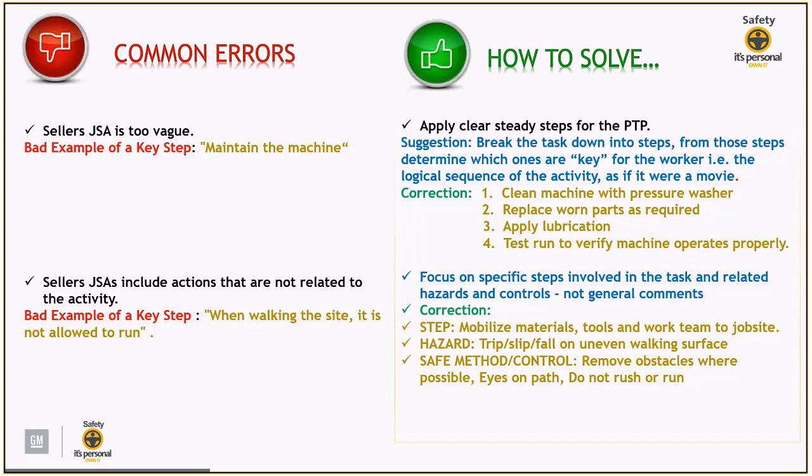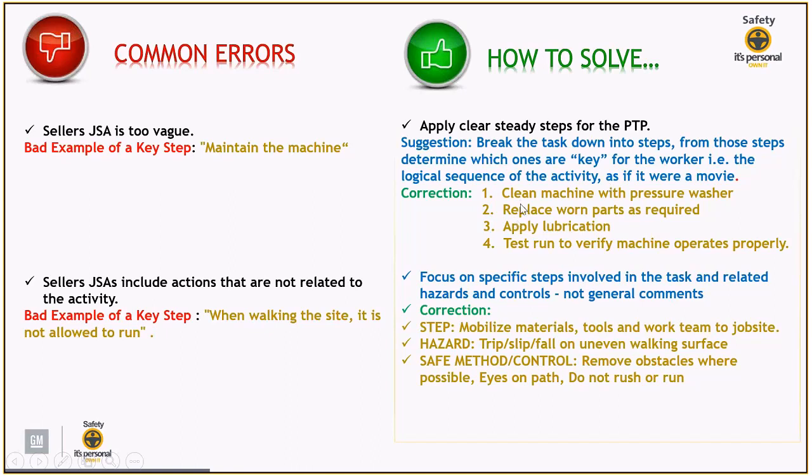So some common errors we see, and we talked about this earlier, is that the seller's JSA is too vague, right? A bad example of a key step is when sometimes people put things such as "maintain the machine." That should be a tell to you that something's wrong. They can resolve this by simply applying clear, steady steps for the pre-task plan. So suggest to them to break down the task into steps. From those steps, determine which ones are key for the worker, for example, the logical sequence of the activity, as if it were a movie.